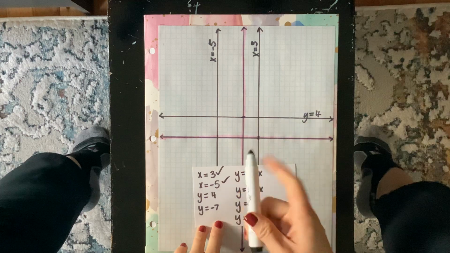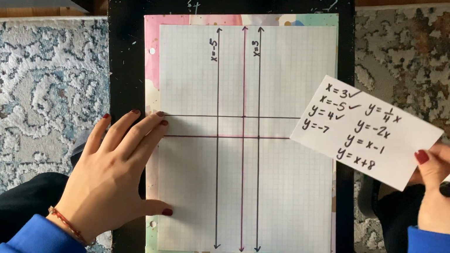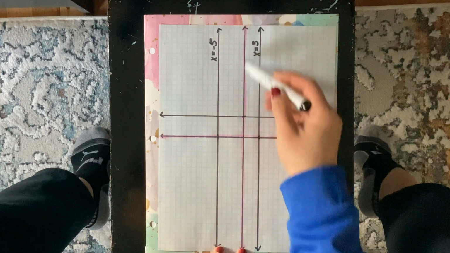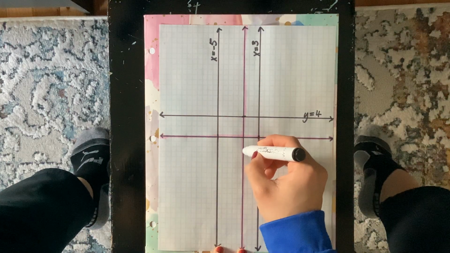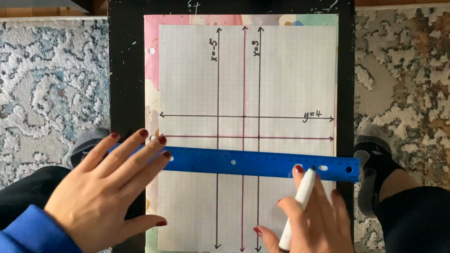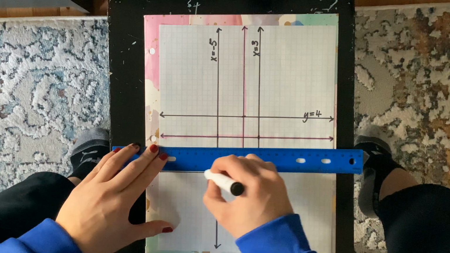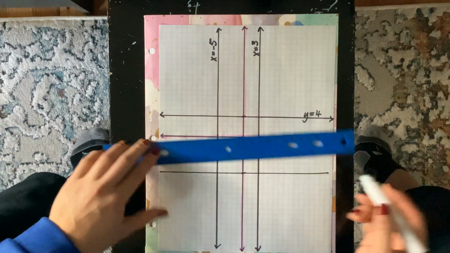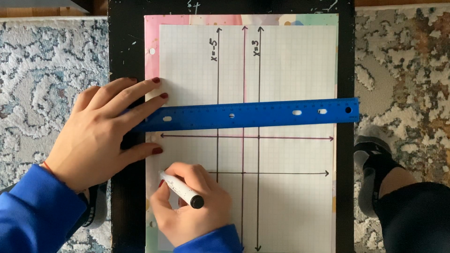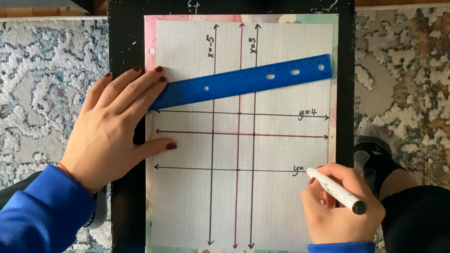So my next one is y equals -7. So I'm going to find -7 on my y-axis. Here's my y-axis, find -7. 1, 2, 3, 4, 5, 6, 7. It's going to go all the way across. And then I'm going to label it y equals -7.